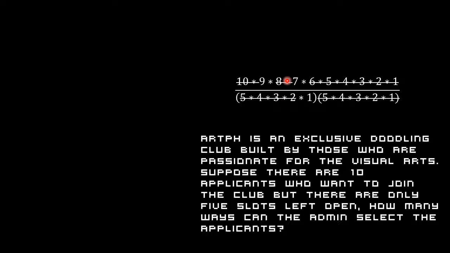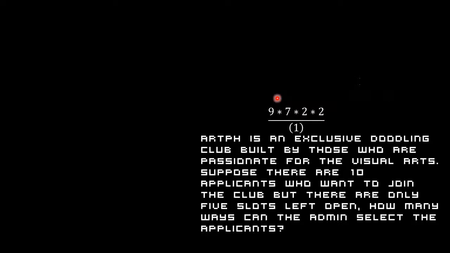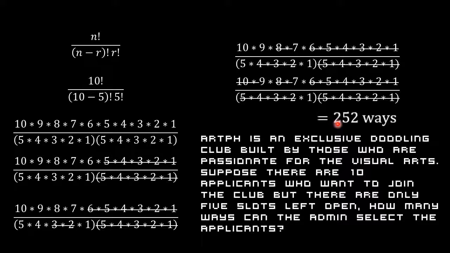Remember that when we divided 8 by 4, we are left with a 2. And when we divided 10 by 5, we are still left with another 2. So, multiplying these values, 9 times 7 times 2 times 2 at the numerator, we get 252 ways. Therefore, the admin of RPH has 252 ways of selecting the applicants from the 10 of them.